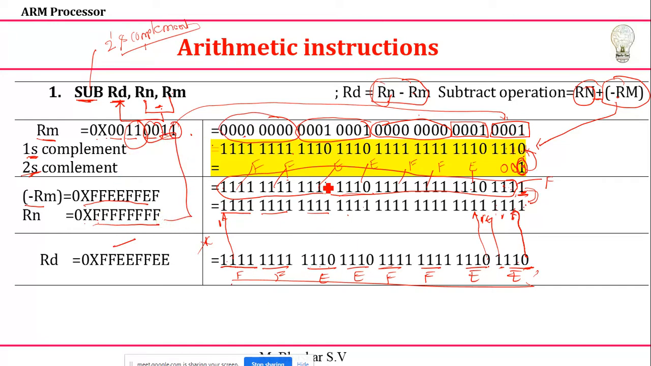In this way it will work in my processor. So generally, the subtraction operation is done in 2's complement form of addition.